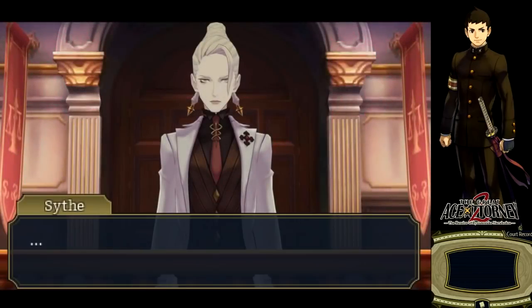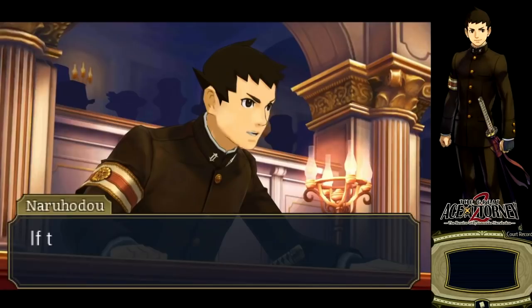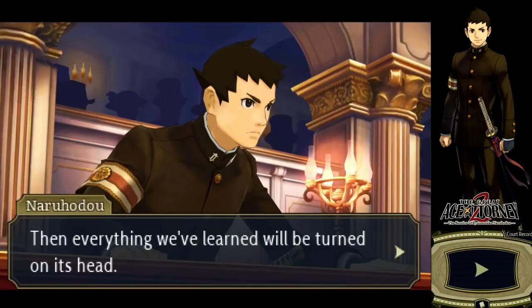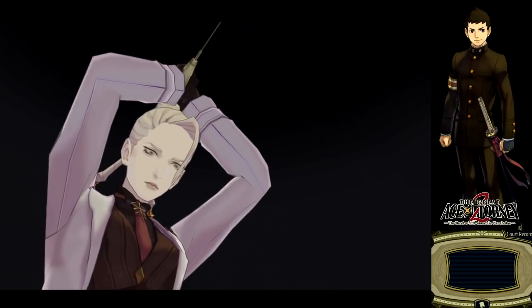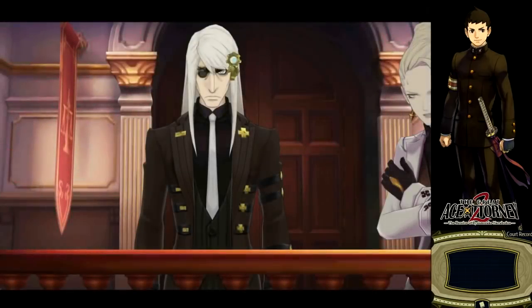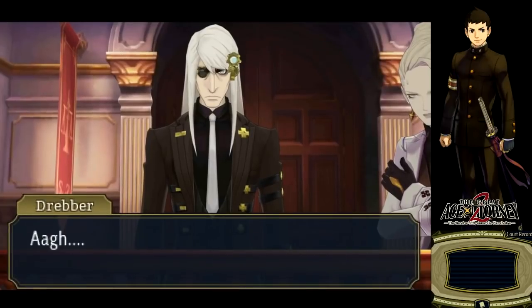And the game decided to load for a long, long time. Oh boy. If the victim was alive at that point, then everything we've learned will be turned on its head. A turnabout, if you will. Yeah. And more straight up loading. She killed him. Yep, just murdered the man. Just poor guy. One less person that knows the truth.